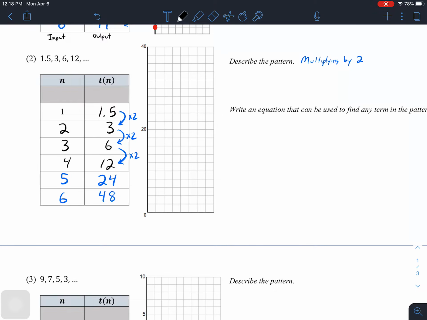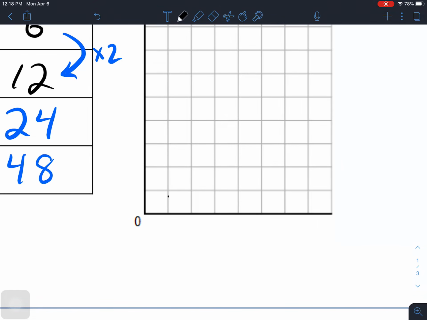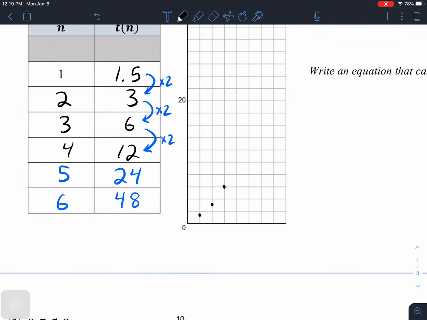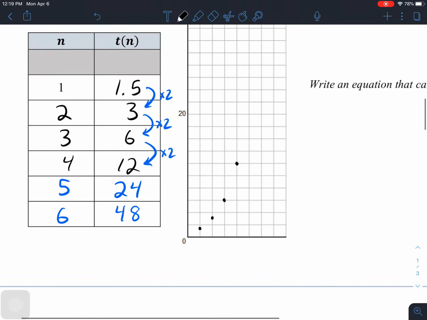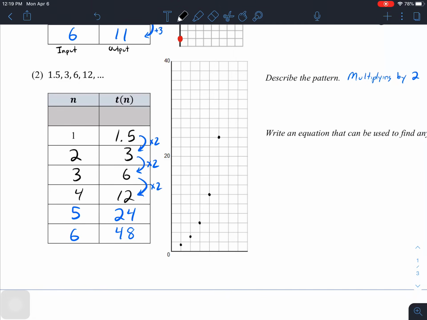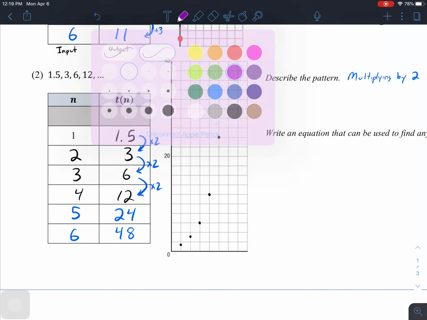Looking at my scale, it looks like each grid box is going by 2 on the y-axis. So at 1, I'm at 1.5. The second term should be 3. The third term should be 6. Fourth term should be 12. And then I should be at 24. And then 48's off the grid. Well, if I look at this, this one is not linear. There's a curve to it.